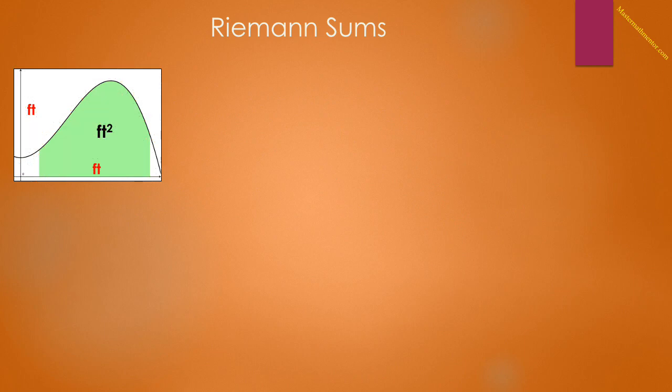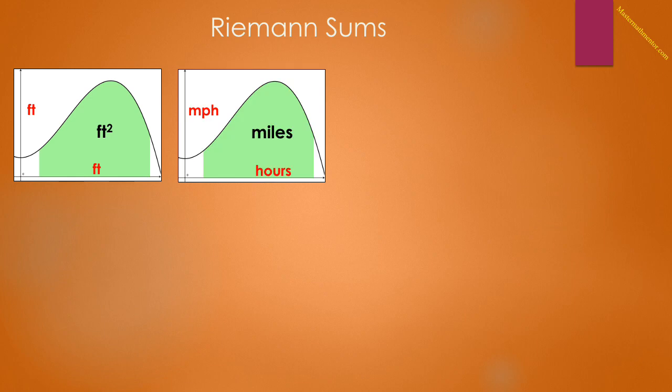If the x-axis is measured in x units and the y-axis is measured in y units, then the area under the curve is measured in xy units. So in our first example, our x-axis is measured in feet and the y-axis is measured in feet, and therefore the definite integral would be measured in square feet. But in the second example, the x-axis is measured in hours and the y-axis is measured in miles per hour. So multiplying hours times miles per hour, we get miles.